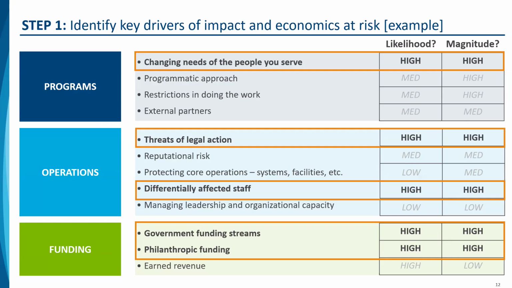You'll notice in this example, not every row is highlighted. I think the point is to get a view of the full list of risks and opportunities that you're facing, and then do some prioritizing.